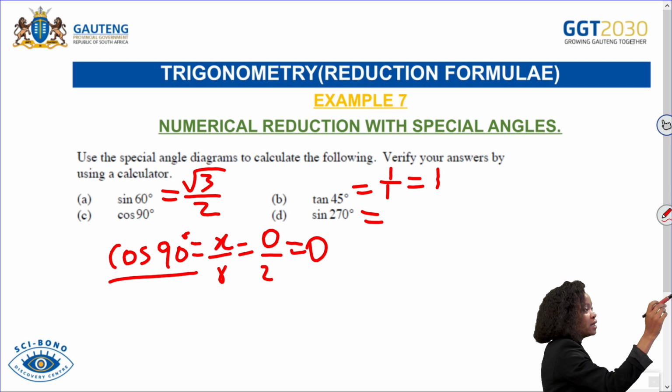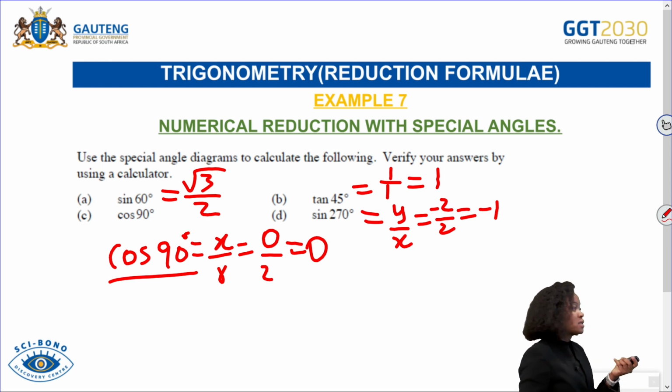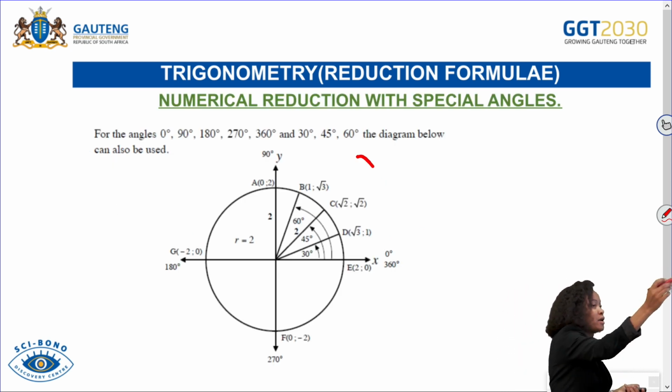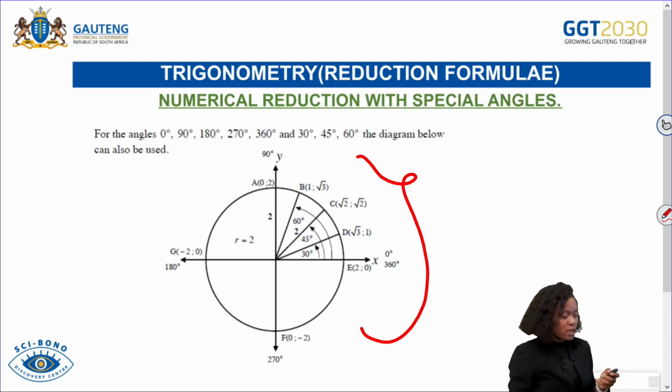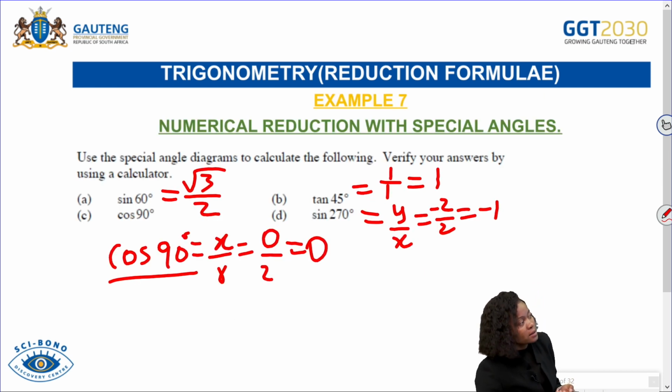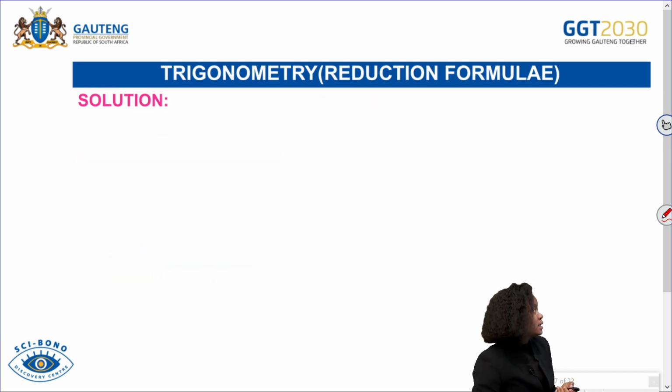Okay, and then this side, your sine of 270 degrees, it's going to be y all over r, which is just going to be negative 2 all over 2, and it's going to give you negative 1. That's if you are using this diagram. So if you are using this diagram, you'll get all of those answers. Okay, and then we are done.